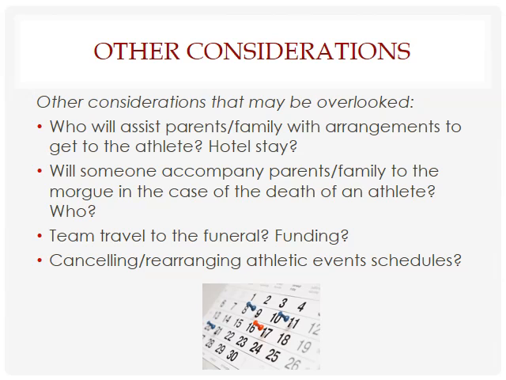Here are some other considerations that may be generally overlooked in the development of a catastrophic incident plan. Will someone from the institution or university assist the parents or family with arrangements to get to the athlete? What if the athlete's from across the country? Will the university or school assist in the hotel stay and arrangements for the family? Will someone accompany the parents or family members to the morgue in the case of a death of an athlete? Who will that be? What about team travel to the funeral? Will buses be arranged? What about funding for this? Additionally, who will arrange the canceling or rearrangement of athletic events and schedules?